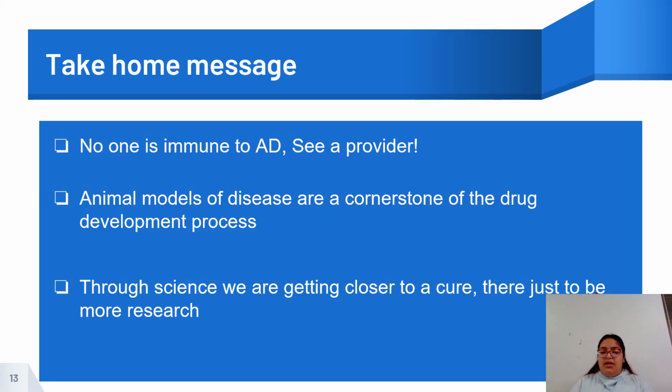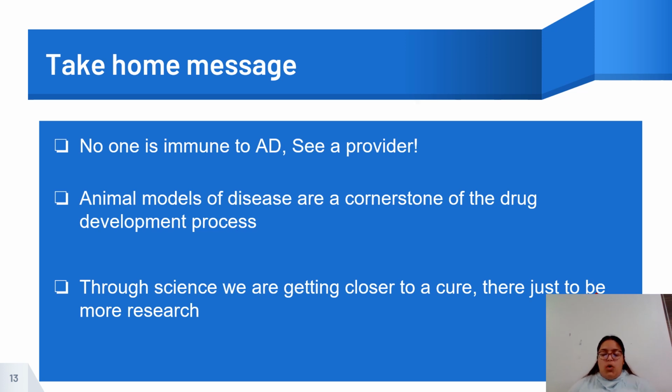Okay, and finally, we are here, guys, the take-home messages. The first message is that no one is immune to Alzheimer's disease. See a provider if there are any symptoms that you have. The earlier that it is detected, the better, as there are more treatment options, and you want to make sure that you're always updated with your information regarding the treatment and what options there are out there.